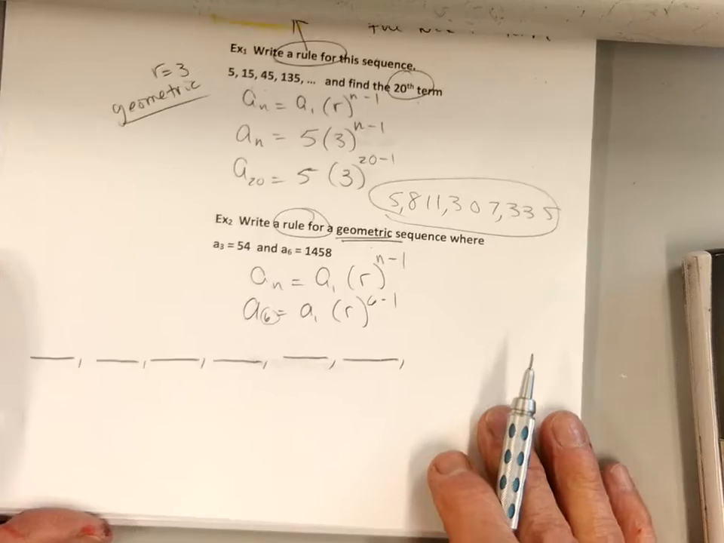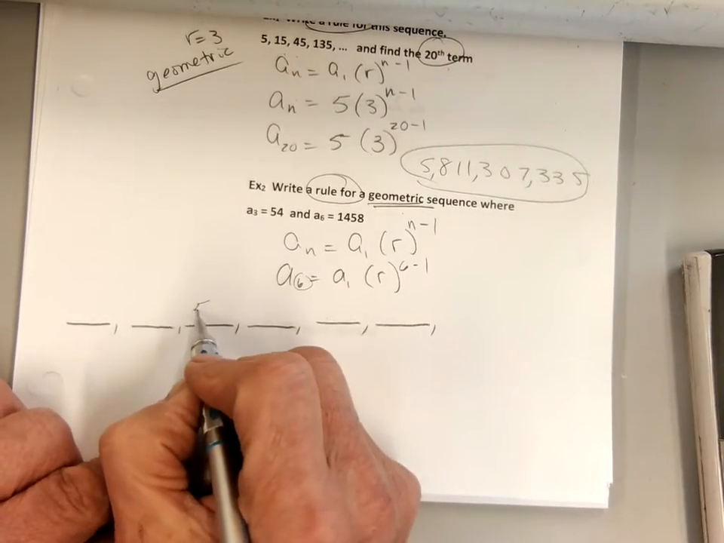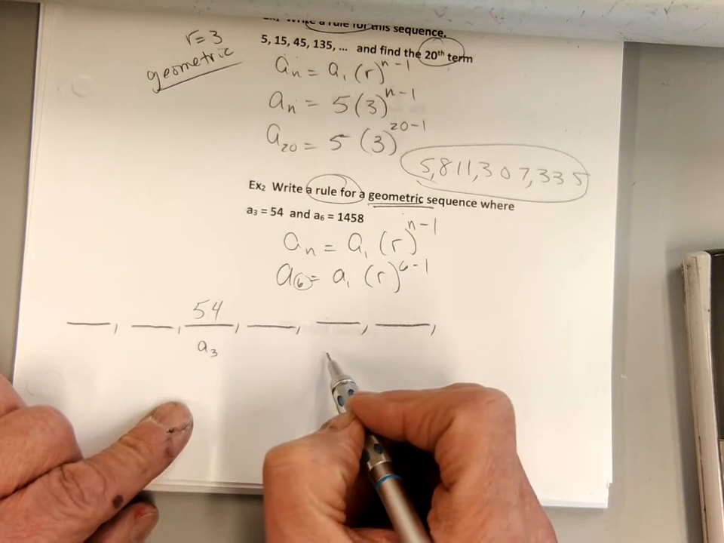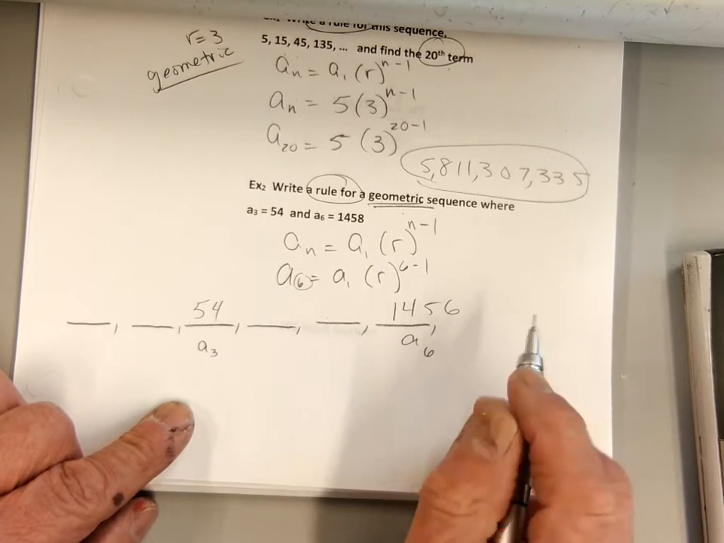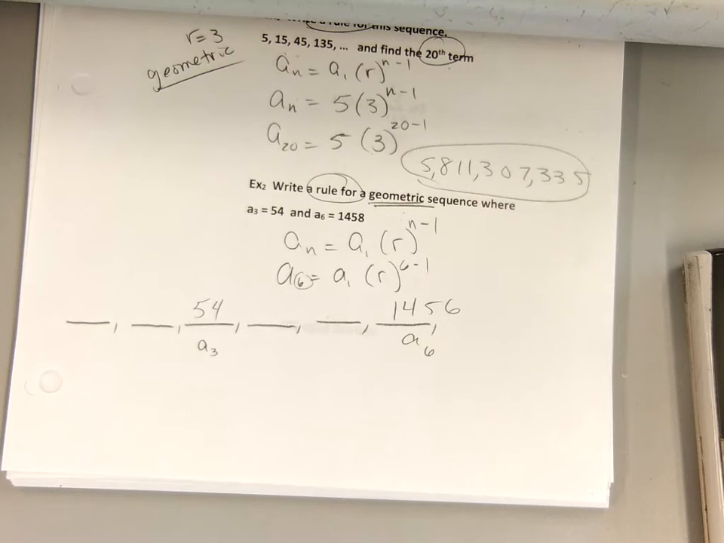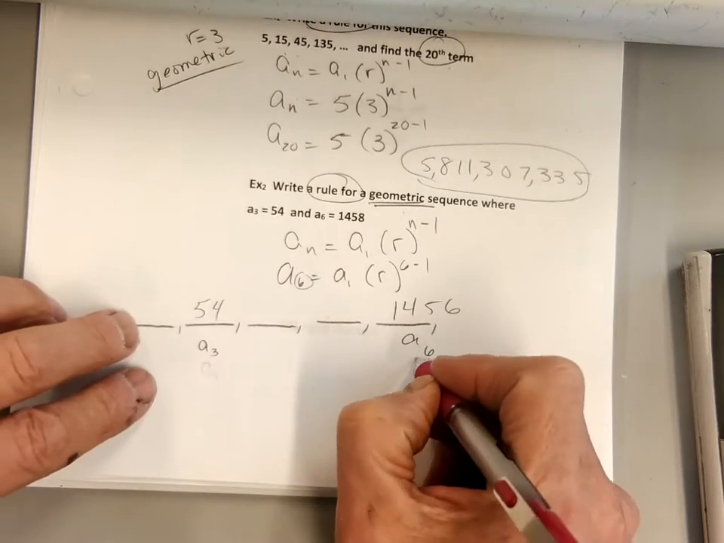Six, okay. If I put my 54 here, and if I put my 1,456 here, okay. Yeah, that's what we want to do. So let's call this one A1, and let's call this A4, because then I can find a multiplier. For a second, let's just call this A1, because what's happening in between is going to be the same no matter where I'm at. So let's call this one A1, and I'll call this one A4.